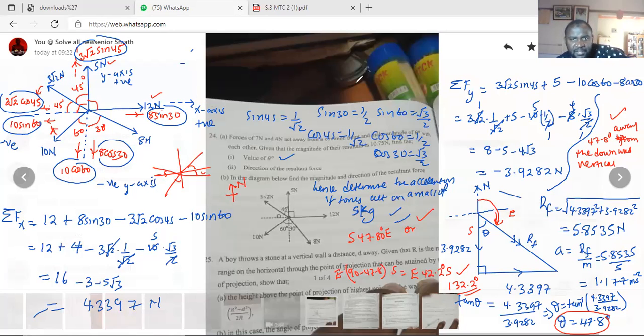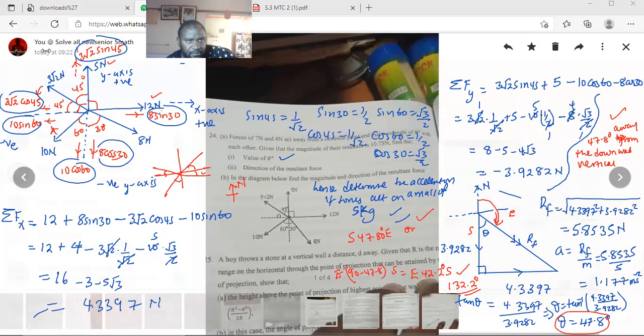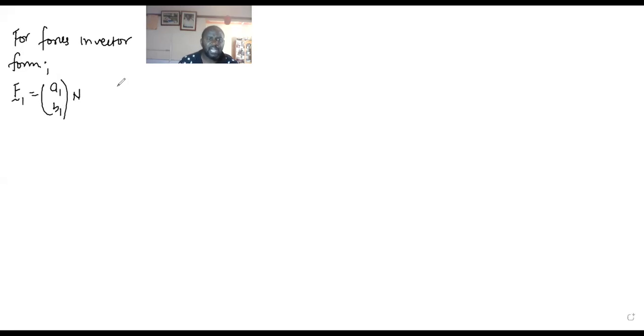Let me first go back to the other page, the white page. In a case for forces in vector form, for example, if I have force F1, which is a vector having A1, B1 newtons, and I have force F2, which is a vector having A2, B2 newtons, and I have force F3, a vector which has A3, B3, then the resultant of the forces is just the sum of these vectors, the way you added them in O level.